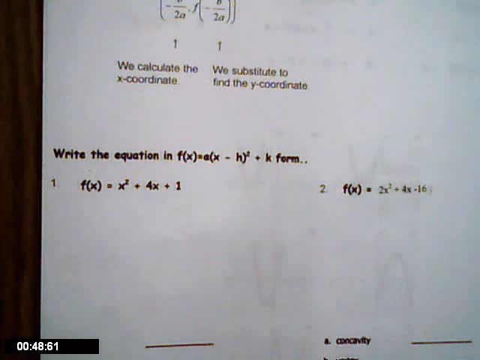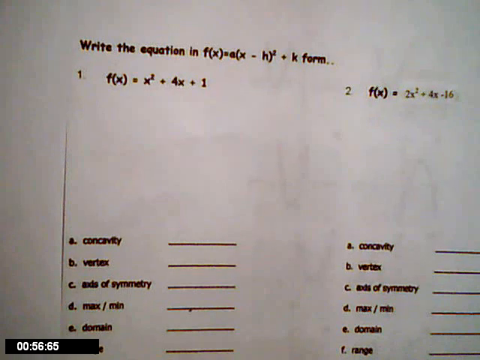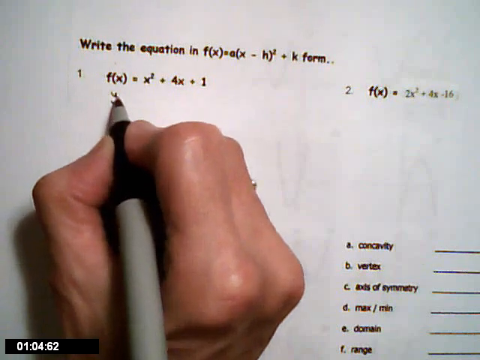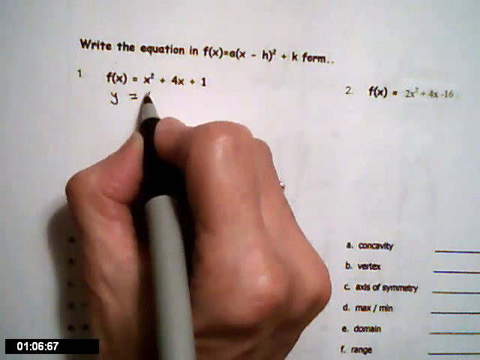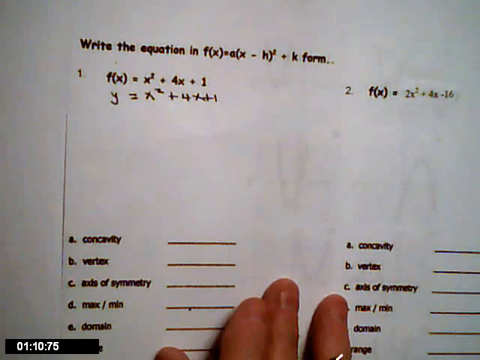It asks you to write the equation in vertex form. Your problems may give you this equation and just start asking you questions, but you just remember that we've got to do some work before we're ready to answer those questions. This f of x, remember, is y. So I have y equals x squared plus 4x plus 1.